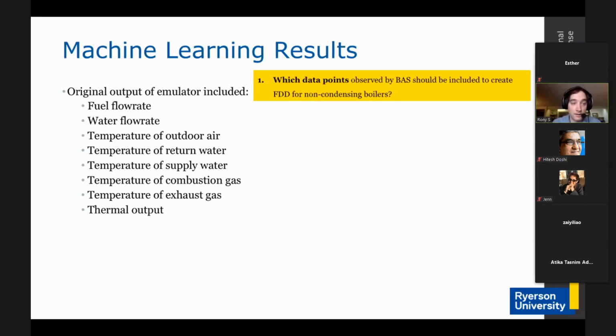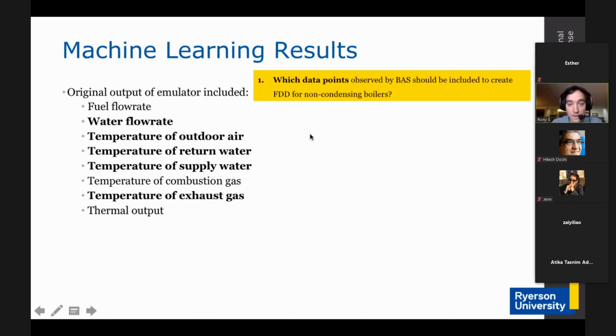And so this addresses our first question: which data points can we use for non-condensing boilers that are easily observed by the BAS system? The bolded data points or outputs are the observable BAS points that are easy to measure and commonly measured. They include the water flow rate, the temperature of outdoor air, the temperature of the water coming in and out, and the temperature of the exhaust gas, the gas leaving the system.